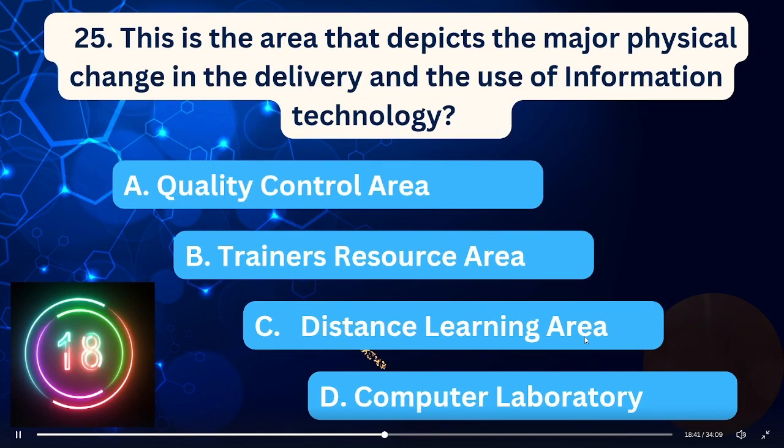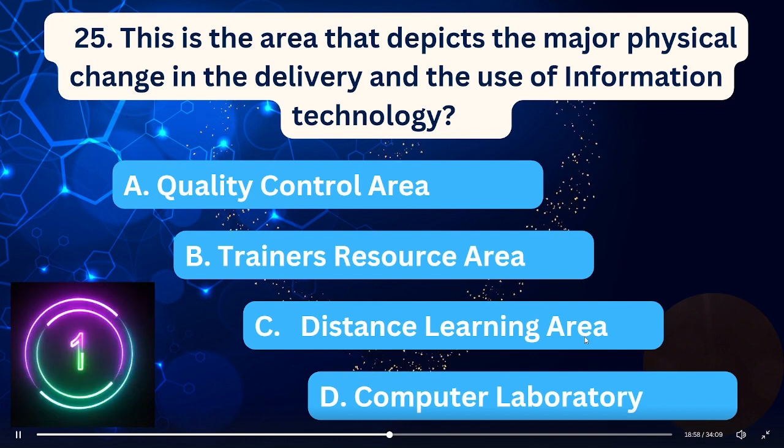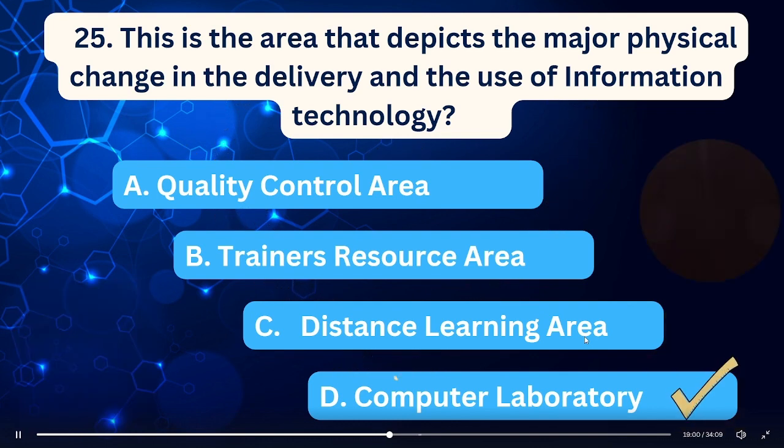Number 25. This is the area that depicts the major physical change in the delivery and the use of information technology. A. Quality Control Area. B. Trainer Resource Area. C. Distance Learning Area. D. Computer Laboratory. The answer is letter D, Computer Laboratory, since this is the area that depicts major physical change in the delivery and the use of information technology.